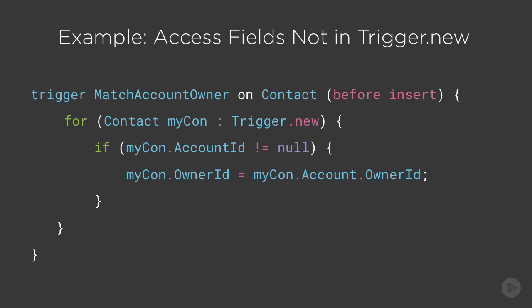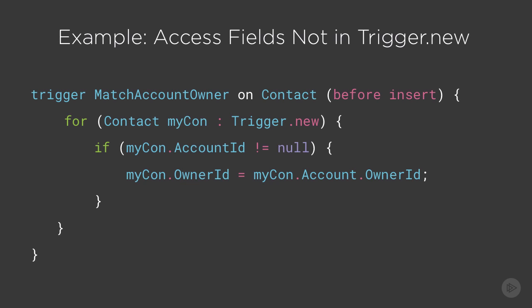Let me give you an example of a trigger that tries to access data that's not stored in trigger.new and what happens as a result of it. Here we have a simple trigger that runs whenever a contact is created. The trigger is called matchAccountOwner. And if a contact is associated with an account, the trigger simply sets that contact's owner to the owner of that contact's account. A simple yet powerful trigger.